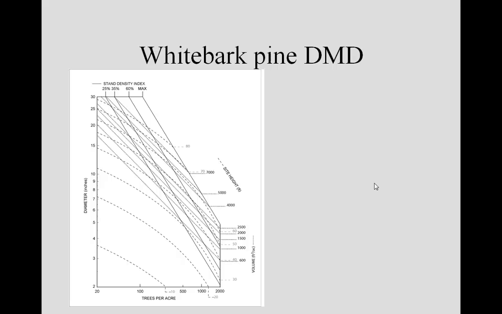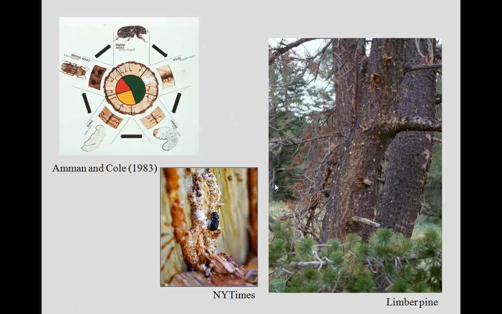This is a white bark pine density management diagram, and notice that the people that put this diagram together, rather than having lines corresponding to or labeled with the actual SDIs, they've just put max and then 60% of max and so on. So slightly different way to do this. One of the challenges, this is a limber pine that's been attacked by mountain pine beetle, but I didn't have a picture of white bark pine attacked.